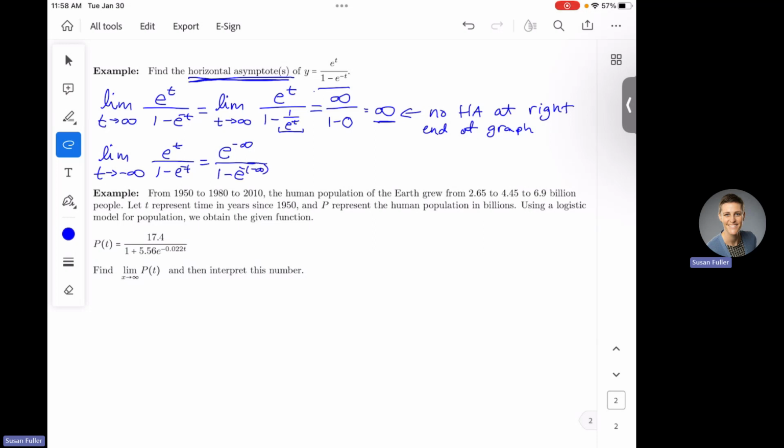It's kind of weird to plug infinity in because it's an idea, not a number, but we have to figure out what's happening to this. Okay, so if I have e to a giant negative number in the exponent, my brain has a hard time with that. I'm going to rewrite that as 1 over e to the positive infinity. That's what that negative exponent means. And then on the bottom, I have 1 minus e to the positive infinity.